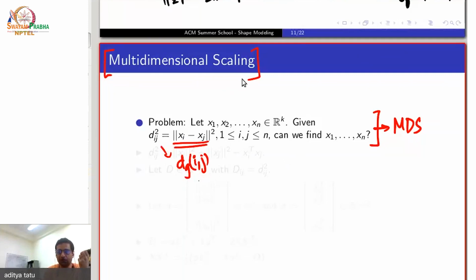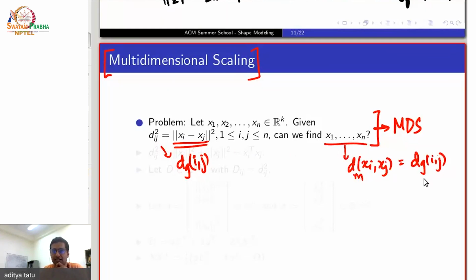Traditionally, in multidimensional scaling, what is given is the straight line distances. From straight line distances, we have to find what are the set of points. In our case, instead of assuming this as the straight line distance, we'll assume that this is the geodesic distance. That's all. The idea would be to obtain these set of points such that the straight line distance between xi and xj in Rm is equal to this geodesic distance. That's how this problem is related.